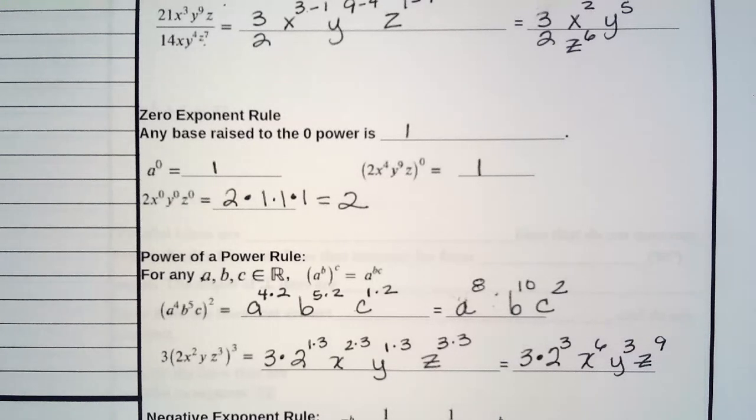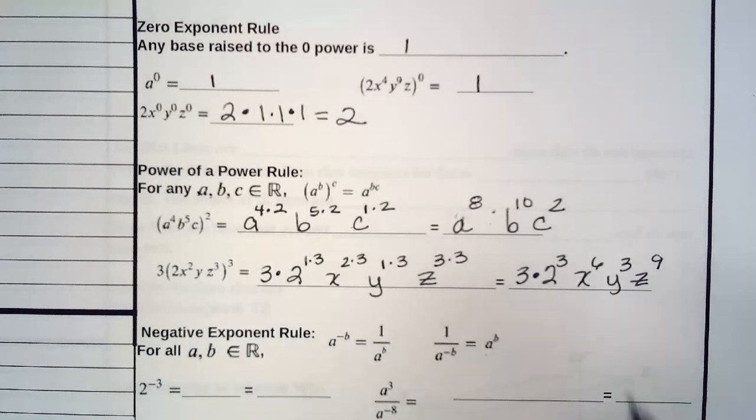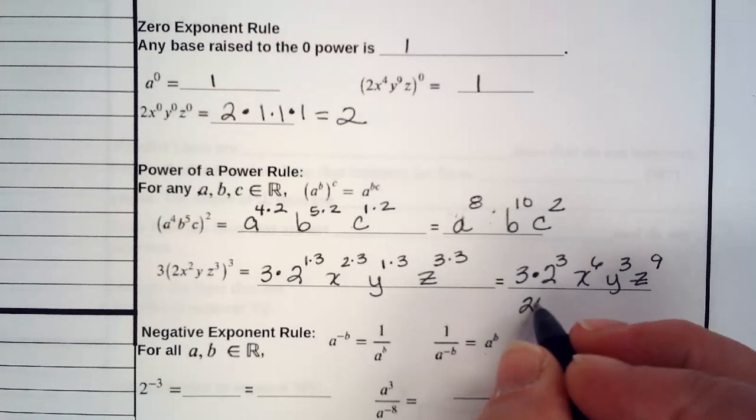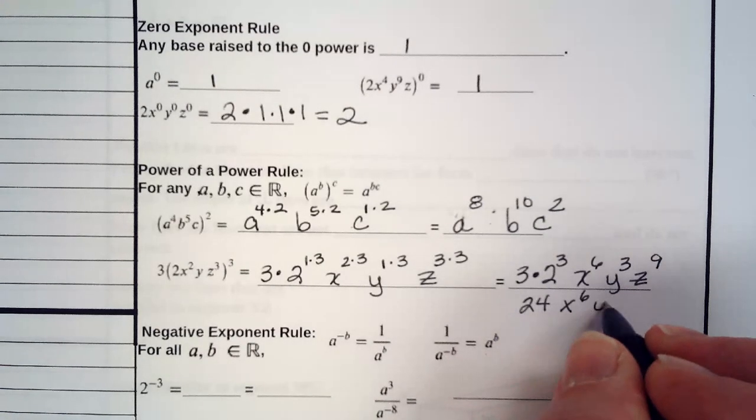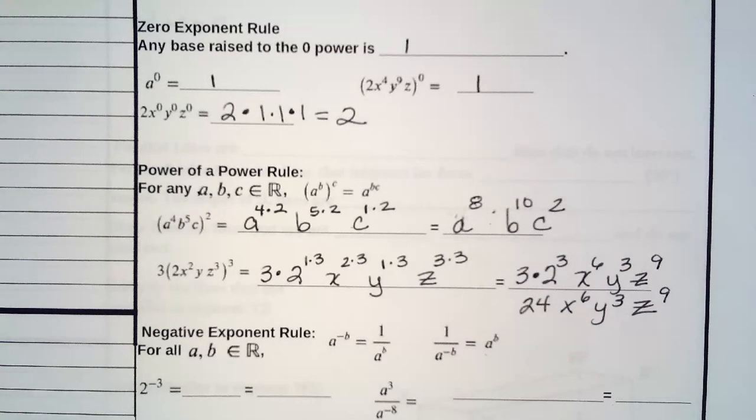If they want it simplified further, the 2 to the third power is 8. 3 times 8 is 24. X to the sixth, y to the third, z to the ninth. So the power to a power rule says that you multiply your exponents. So let's recap. When you multiply with like bases, you add the exponents. When you divide with like bases, you subtract the exponents. When you raise a power to a power, you multiply.